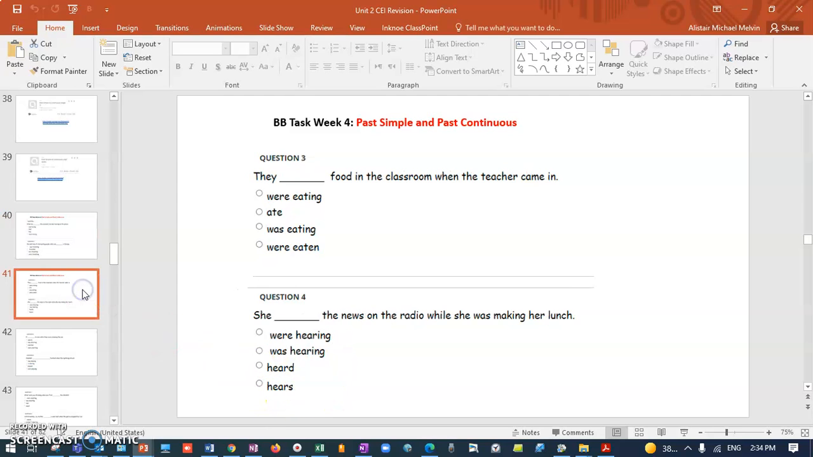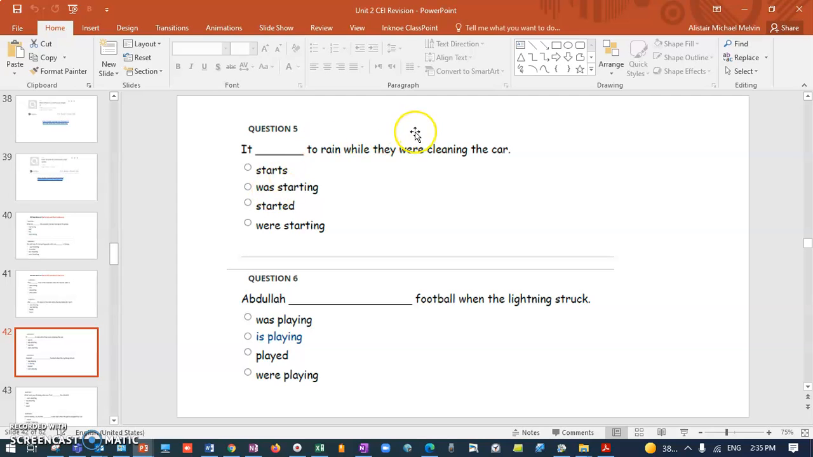We were. Okay. Number 3, they. Okay, when the teacher came in, that's past simple. So here I want past continuous. They were eating food. Okay, they were. Okay, here she was making her lunch. That's past continuous. So here I want past simple. She heard the news on the radio. Okay. Number 5. Here we've got past continuous. Were cleaning. So I want past simple here. It started to rain.